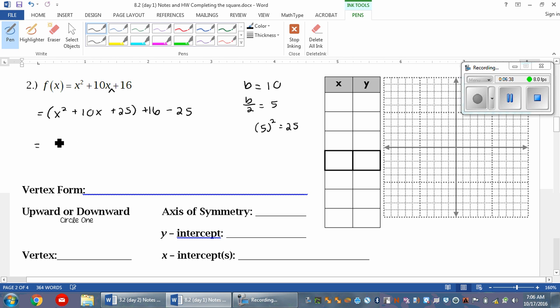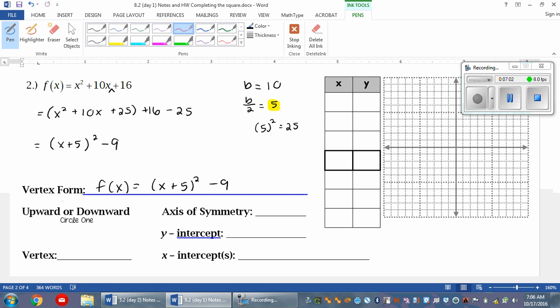Here, we're going to change it to vertex form, so I have parentheses x plus 5 parentheses squared. And then always going to use that middle term, so it's a positive 5, x plus 5 here. Don't forget that squared. And then 16 minus 25. So my vertex form, don't forget it, is y equals (x plus 5) squared minus 9.